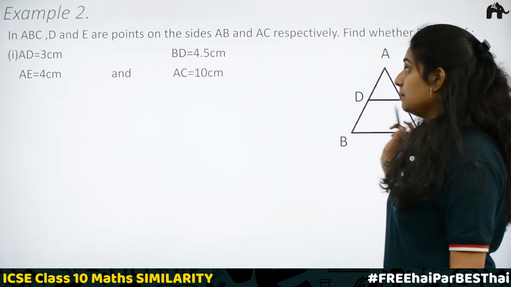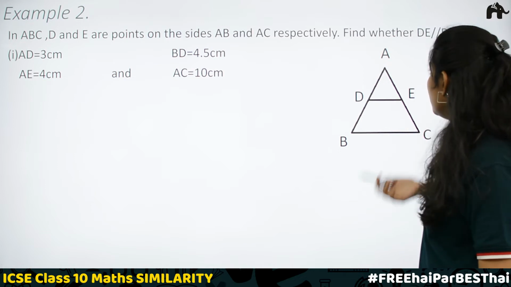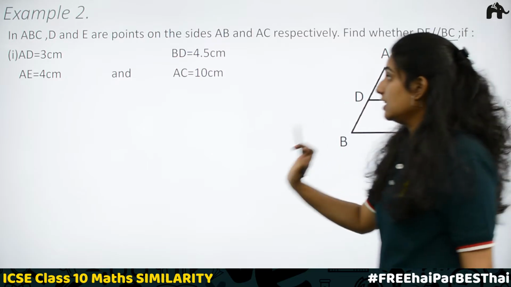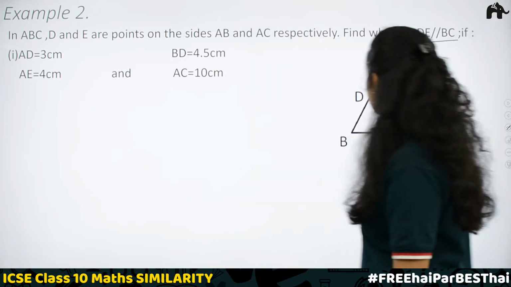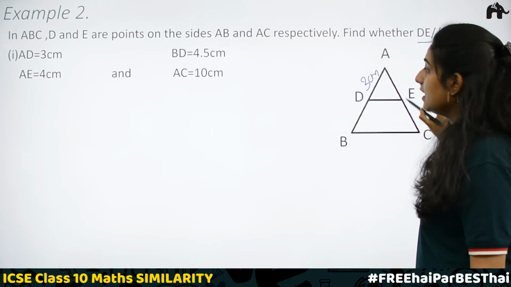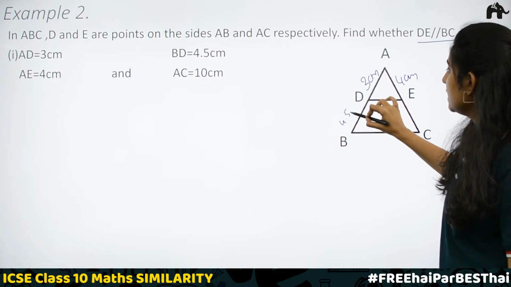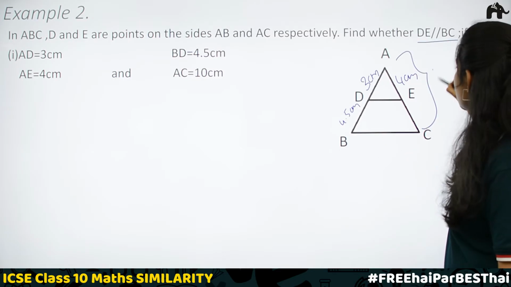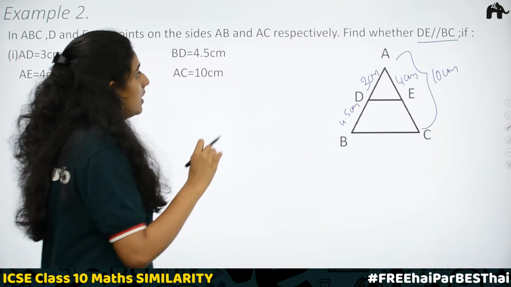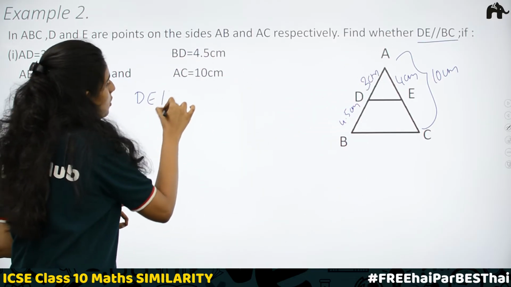Now, the second example. In triangle ABC, D and E are points on the sides AB and AC respectively. Find whether DE is parallel to BC, if the conditions given are: AD is equal to 3 centimeter. This is AD and that is 3 centimeter. Then AE is equal to 4 centimeter. BD is 4.5 centimeter. And AC is given, which is 10 centimeter. Here, we need to check whether DE is parallel to BC.